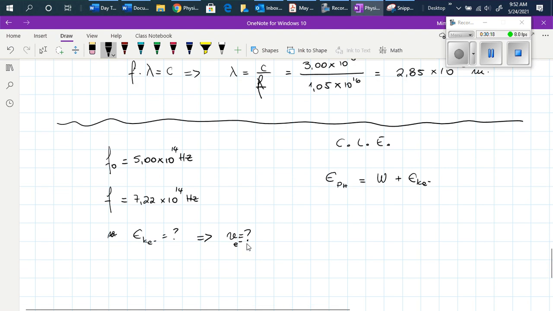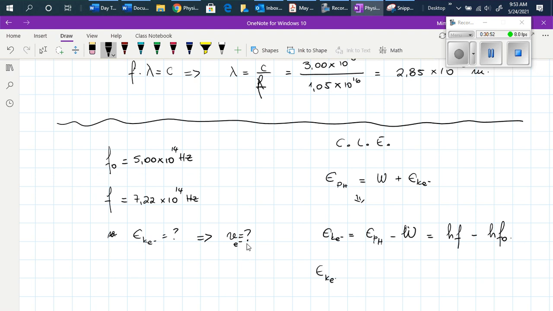Okay, so now from here we can find that the kinetic energy of the electron will be equal to the energy of the photon minus the work function that this particular metal has. Based on Planck's explanation of black body radiation, we can say that the energy of the photon is h times f, and the work function is h times f0. Then the kinetic energy of the electron will be h times (f minus f0).